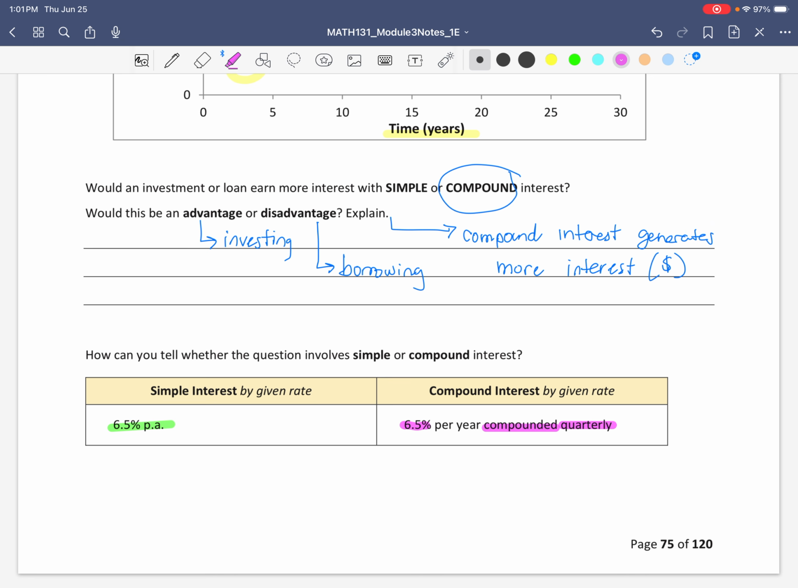So we're going to talk about how that is going to affect our compound interest questions. But if you're looking at a question and you see a percentage with PA, per annum or per year, we know it's simple interest. If it speaks about how it's being compounded, then we're talking about a compound interest question. All right, so that's the end of this first lesson for Module 3, Topic 1, Simple and Compound Interest. The next video is going to cover the remaining of the notes.